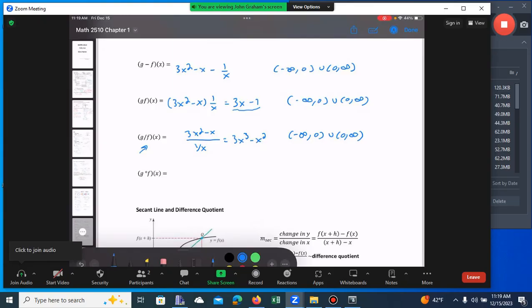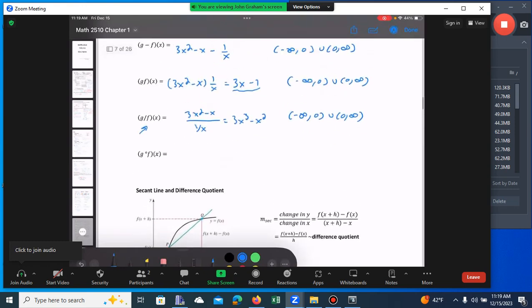And then f going into g, f is the 1 over x. So 3 times 1 over x squared minus 1 over x, which is going to be 3 over x squared minus 1 over x. Again, 0 can't be included in this. The domain is still negative infinity to 0 and 0 to infinity.